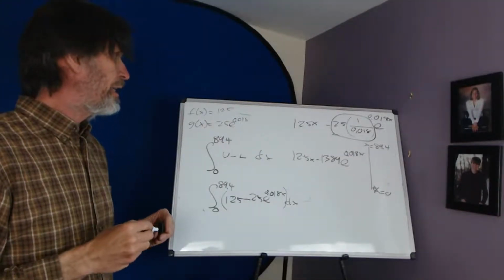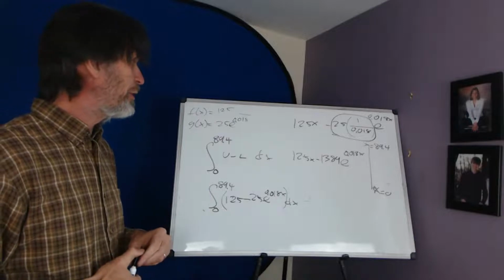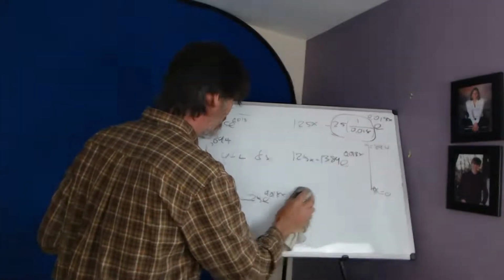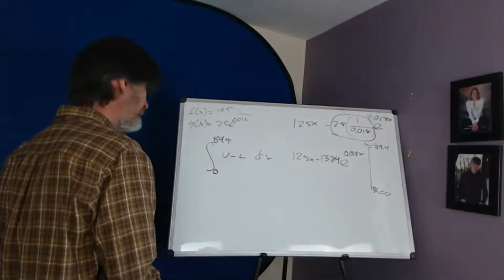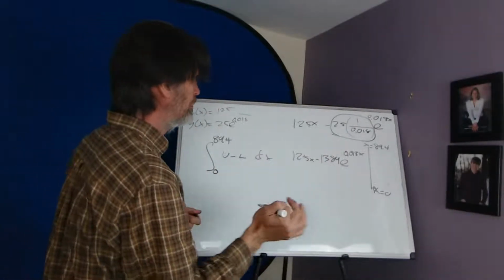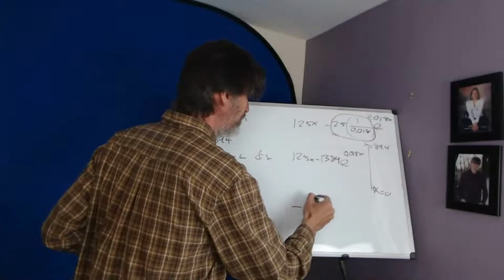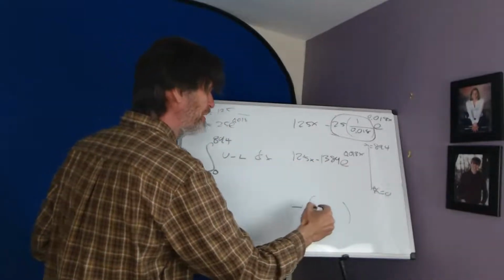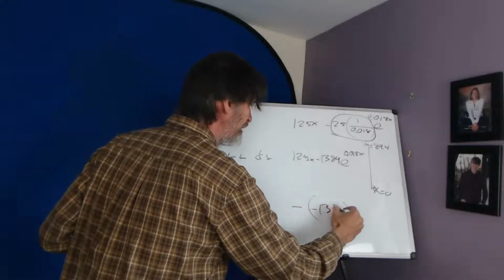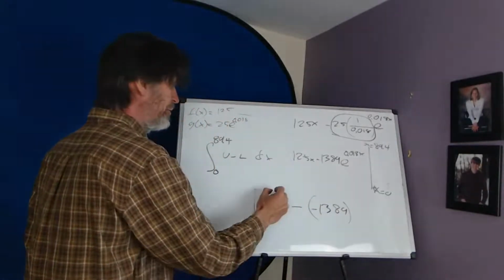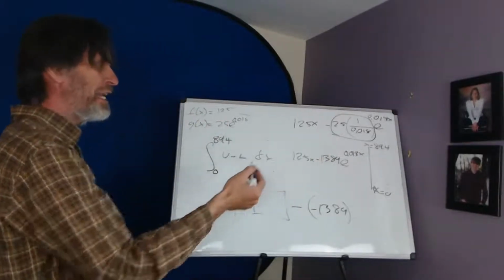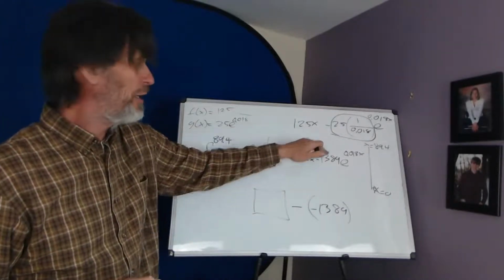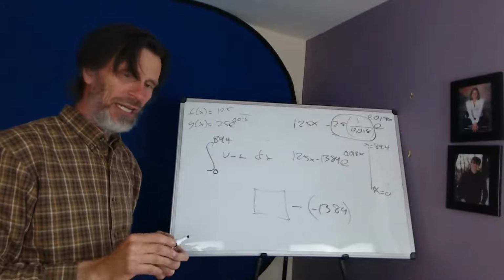So plug in the 89.4. Figure that one out. I will plug in the 0 because it's easy, and subtract that off. Plug in 0 here, that's 0. This is negative 1390, or negative 1389. So we'll have that first number, the one you get when you plug in 89.4, minus negative 1389. Add that on to 1389.